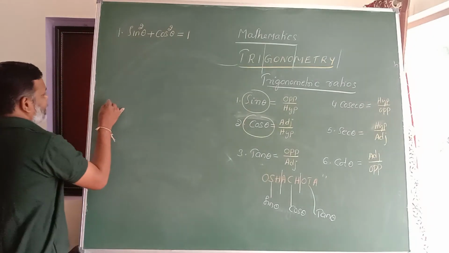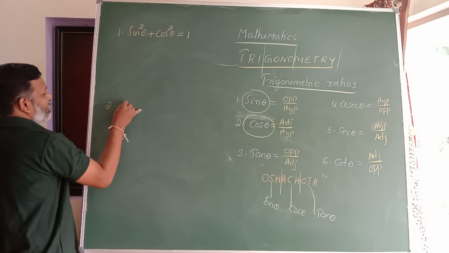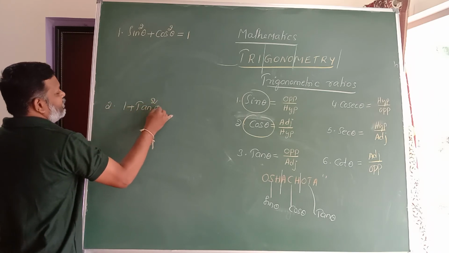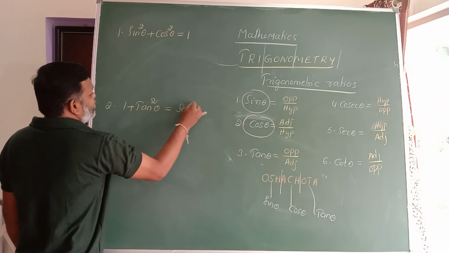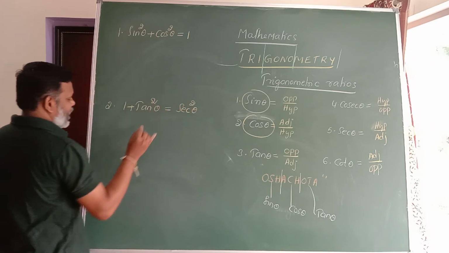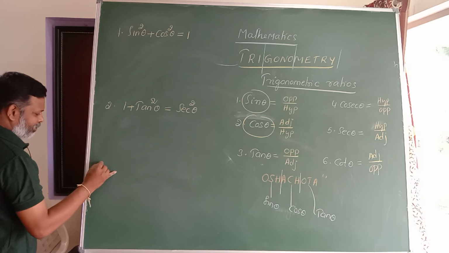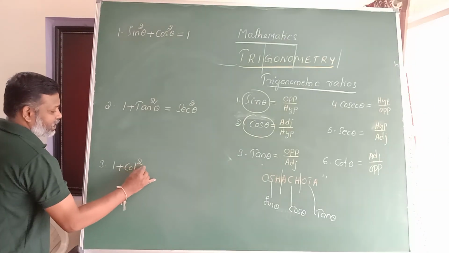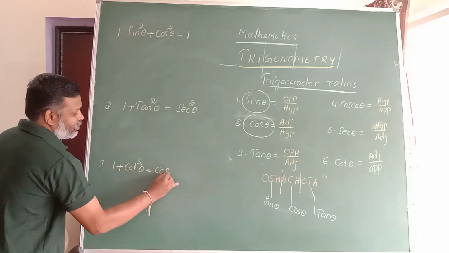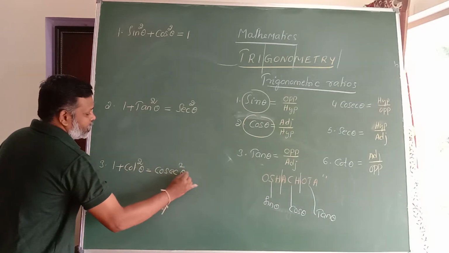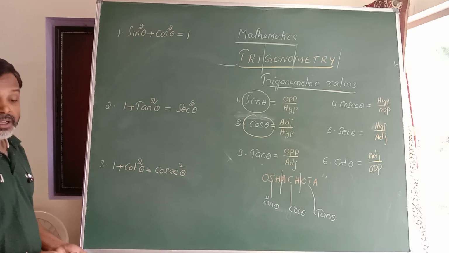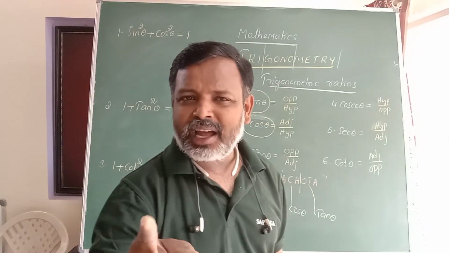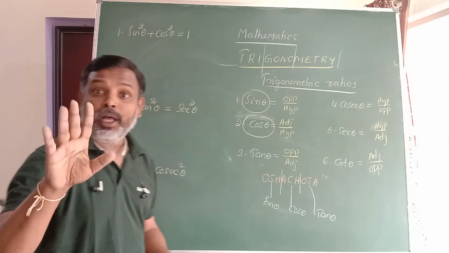The second very important one: 1 plus tan square theta is equal to secant square theta. And the third very important one, as you know, is 1 plus cot square theta is equal to cosecant square theta. So dear students, now let us know that the first basic identity is sin square theta plus cos square theta is equal to 1.